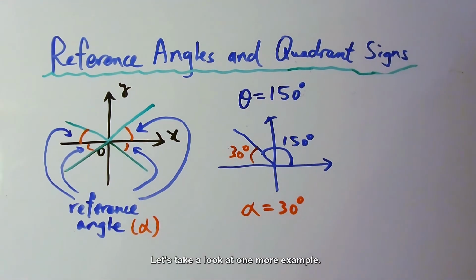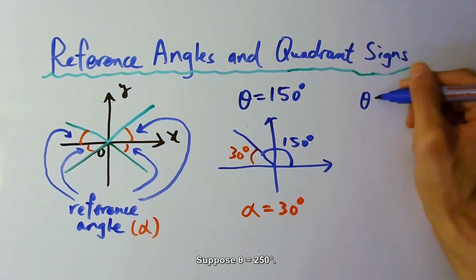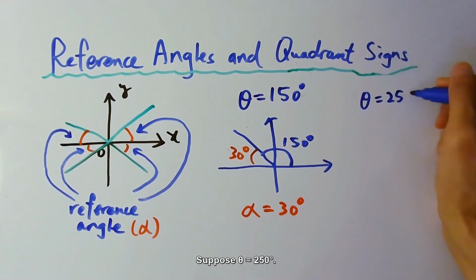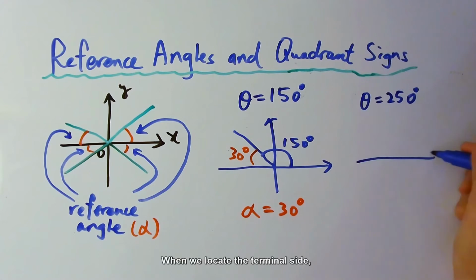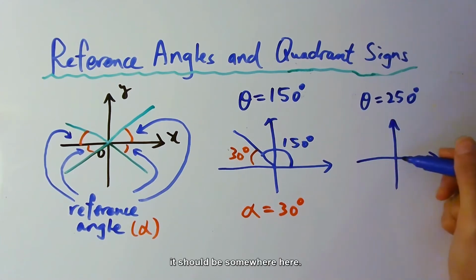Let's take a look at one more example. Suppose theta is equal to 250 degrees. When we locate the terminal side, it should be somewhere here.